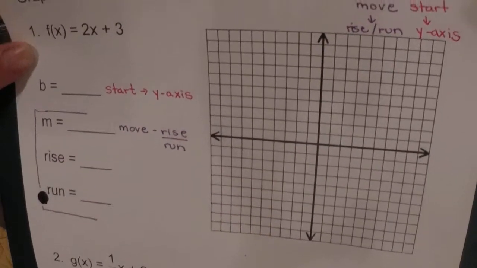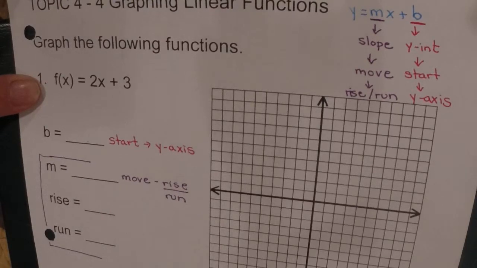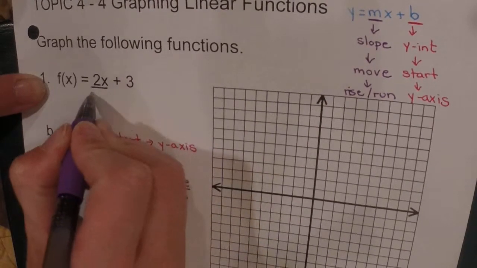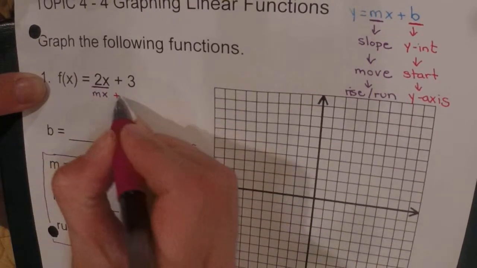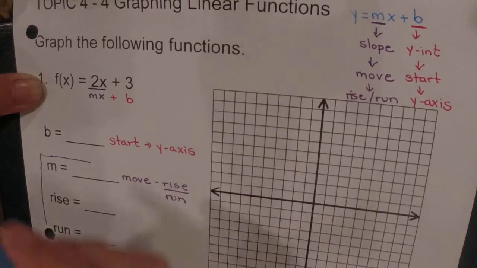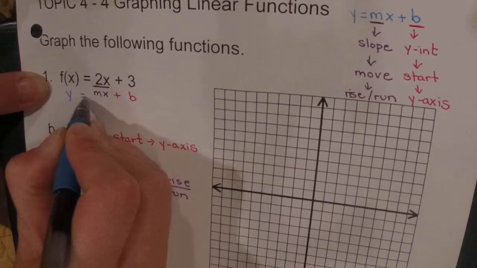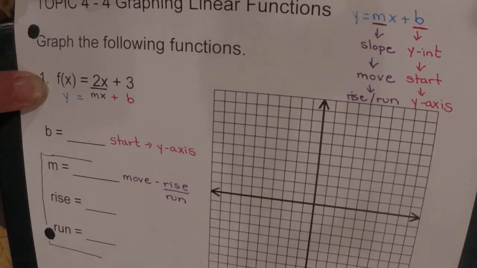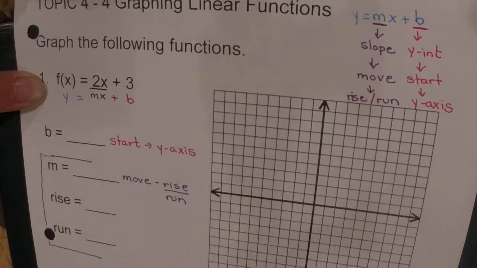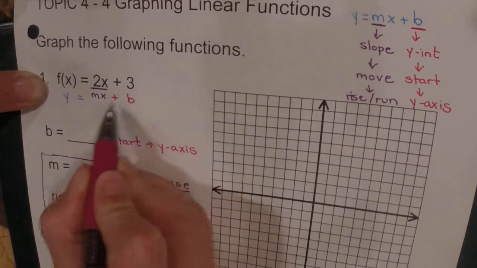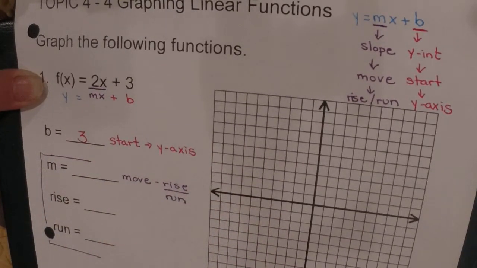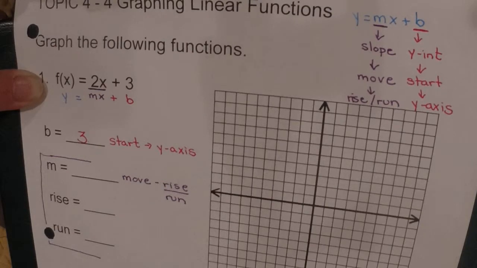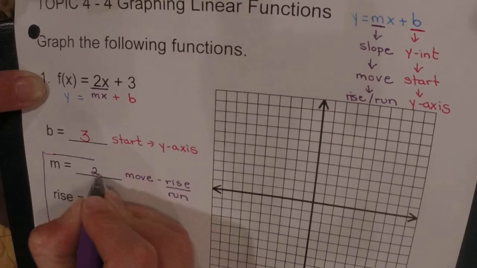So if we label our equation up here, this is our m, x, and then this is our plus b. And although this says f of x, remember that's always y. f of x is just your function notation. So when we start, we're looking at our b value. Our b value is positive 3, so I would put that this is positive 3. Our m value is positive 2.